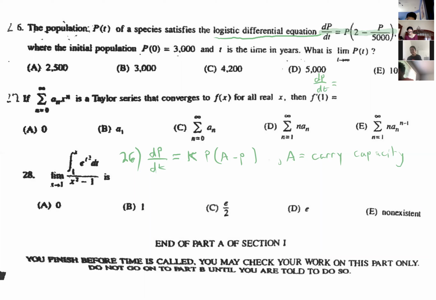equals, I want to get rid of this 5,000 so that it looks like this, where P doesn't have anything in its denominator. So to get rid of the 5,000, I'm going to factor out a 1 over 5,000. That means you do 2 divided by 1 over 5,000, which is 5,000. That'll give you 10,000 minus P.